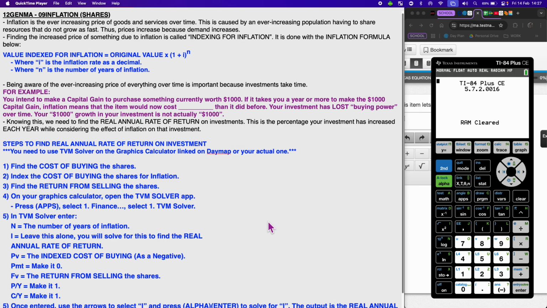And that's something that's affecting all of us right now, especially your parents if they've bought a house. What is inflation? Inflation is the ever-increasing price of goods and services over time.